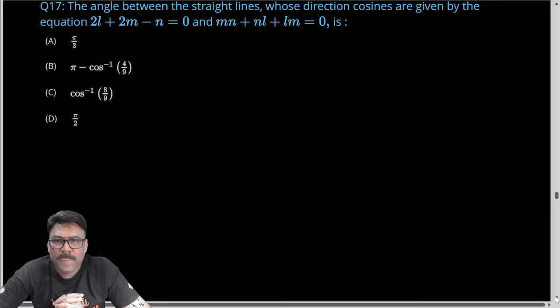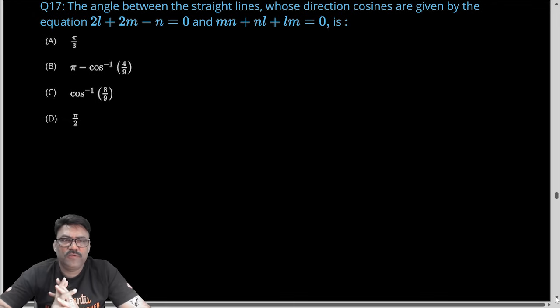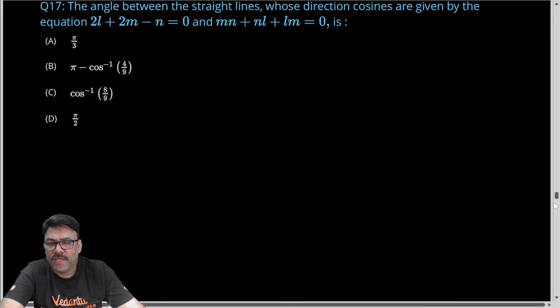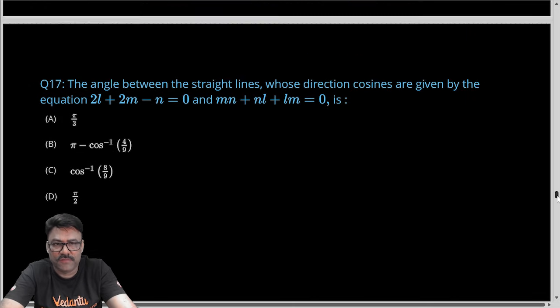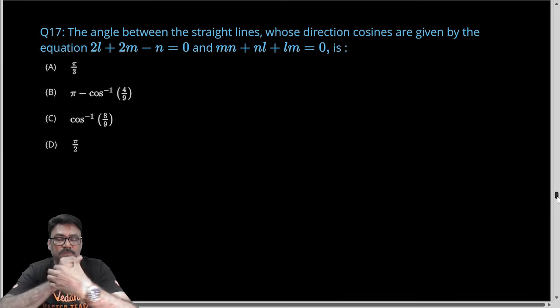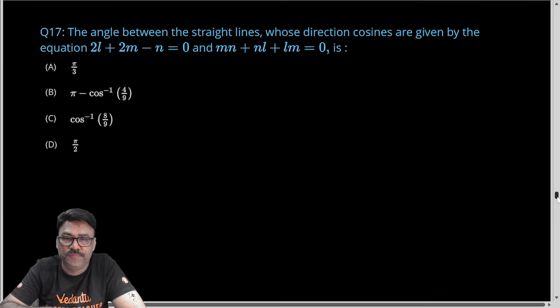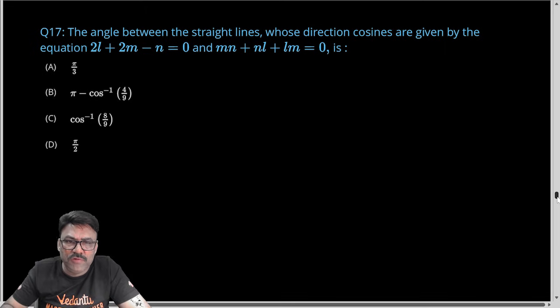Next question is from 3D geometry, and you are given 2 equations in direction cosines. They are saying that the direction cosines of 2 lines are connected by these relations. So what will be the angle between these 2 lines whose direction cosines are given by these 2 equations? So let's solve these 2 equations first.